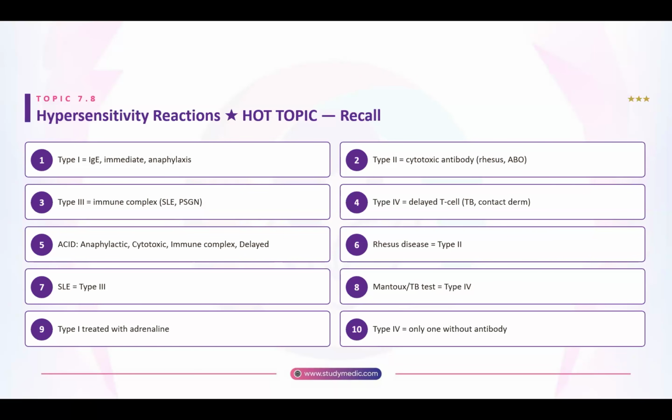Your type 1 hypersensitivity, you need to treat with adrenaline, and type 4 is the only one that is without any antibodies.